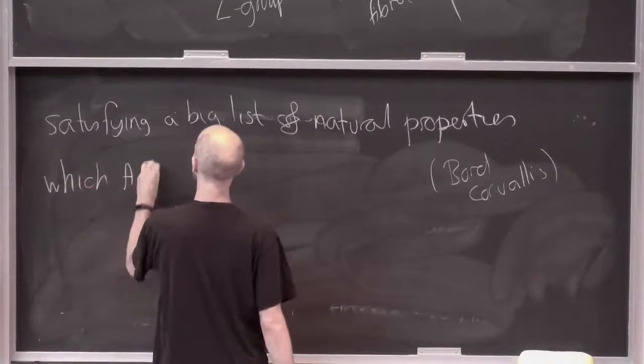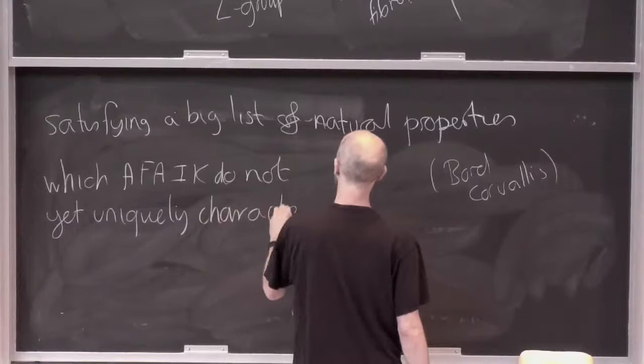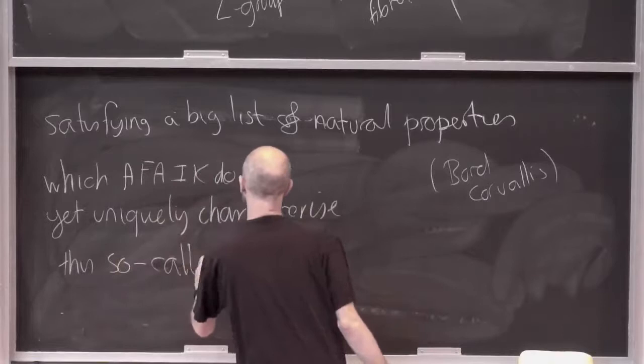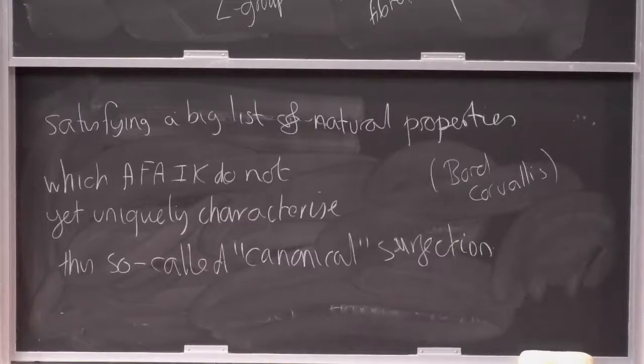So there's a big list of natural properties, but currently, as far as I know, this big list isn't even known to uniquely characterize this so-called canonical surjection. So that's my understanding of what the local Langlands correspondences look like for a general connected reductive group.